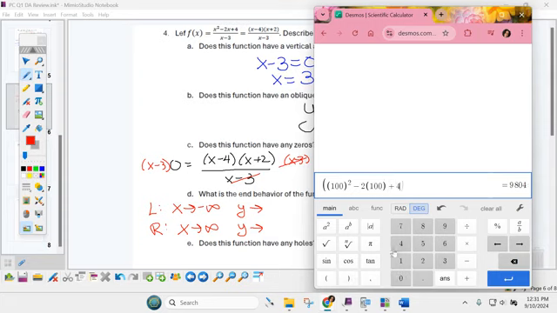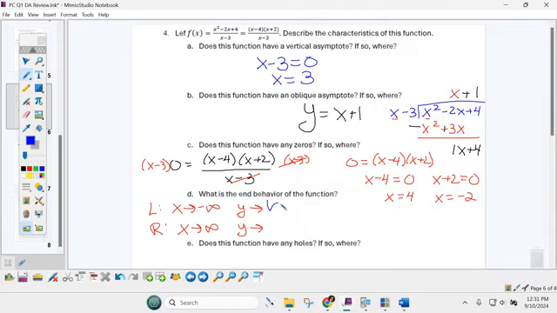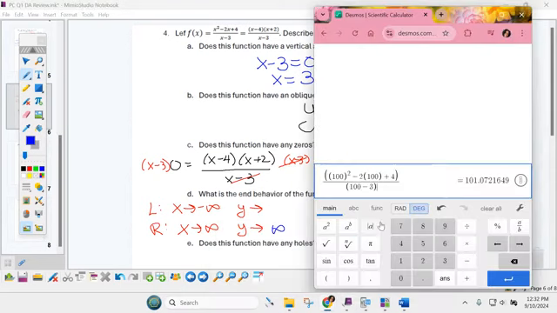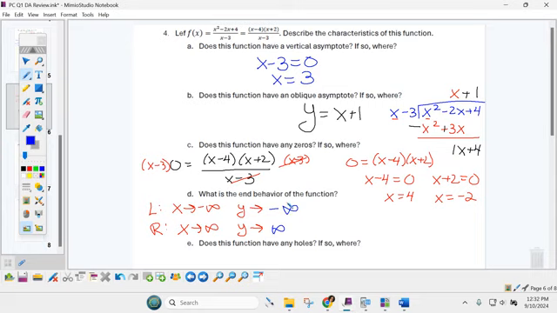So again, I'm going to put in a very large value for x. And again, to the right, we've got a big number, so that is positive infinity. Okay, to the right, big number, positive infinity. For left, I'm going to make this a negative, and now it's a big negative, so that's going to negative infinity.